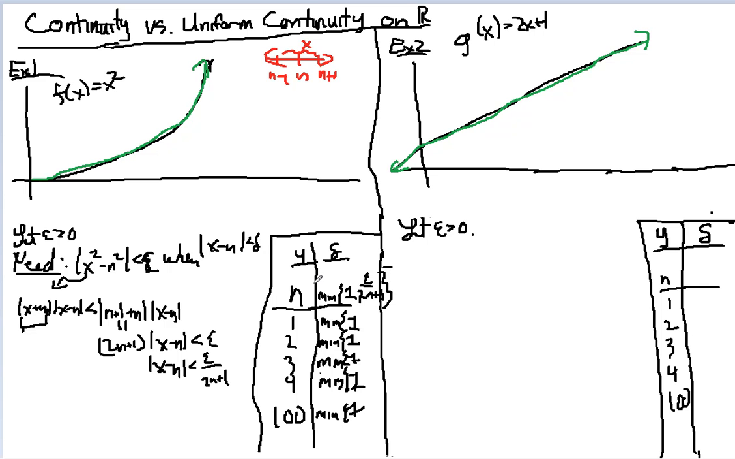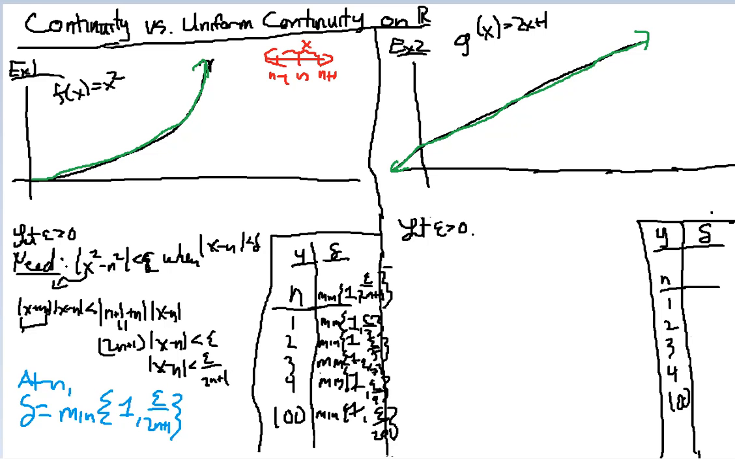At n, you're going to need delta to be the minimum of 1 and epsilon over 2n plus 1. So at 1, I need epsilon over 3. At 2, I need epsilon over 5. At 3, I need epsilon over 7. This is not nice. At 4, I need epsilon over 9. At 100, I need epsilon over 201. So, to summarize, at n I need delta equal to the min of 1 and epsilon over 2n plus 1.